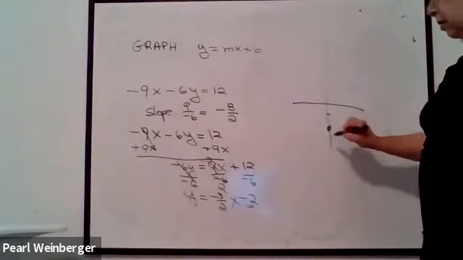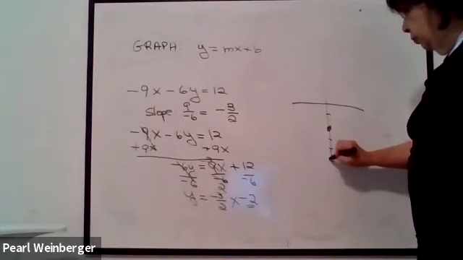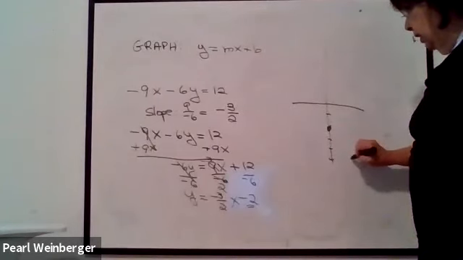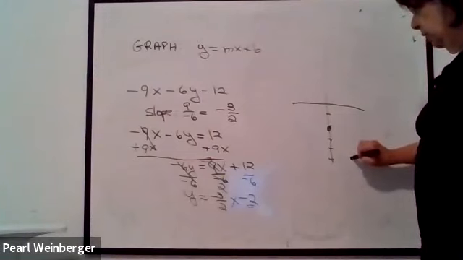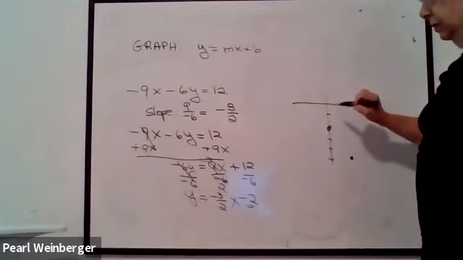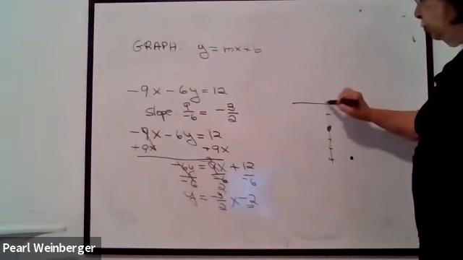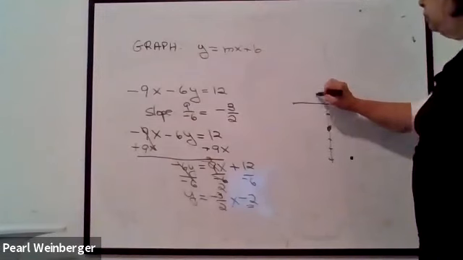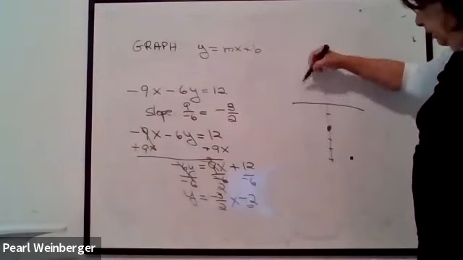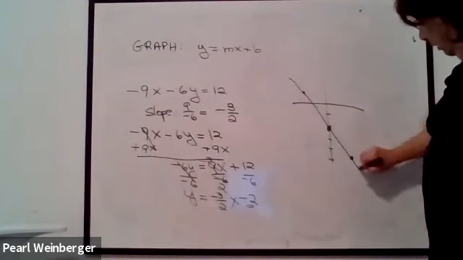And from there, go down 3, 1, 2, 3, 2 to the right. That gives me another point on the line. Or I could have done just the opposite. I could have gone up 3, 1, 2, 3, and 2 to the left. And again, you see how these points all line up.